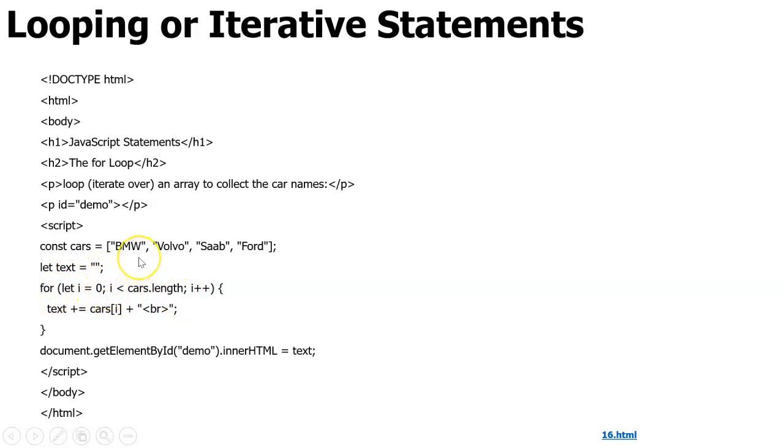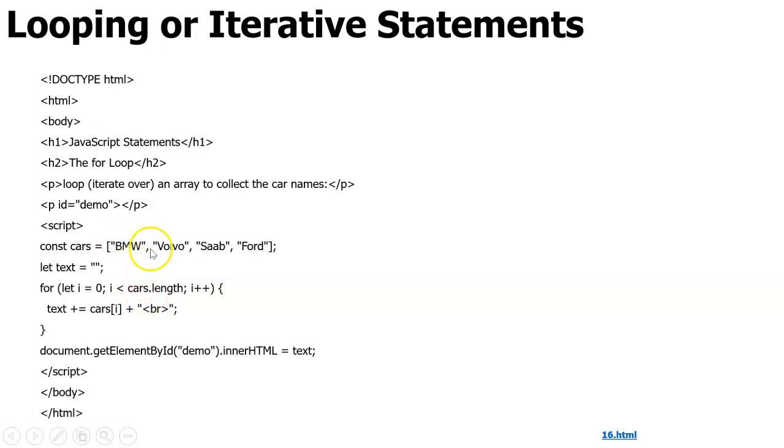Now this array is going to be read with the help of index values. Initially my i value, how are we going to give the values to the text? cars[i]. What is the i value initially? i is equal to 0. Is i less than cars.length? Cars.length means 0, 1, 2, 3, so it should be less than 3.